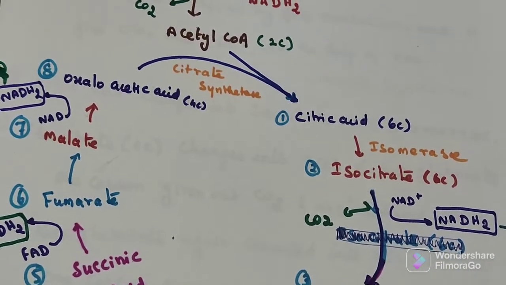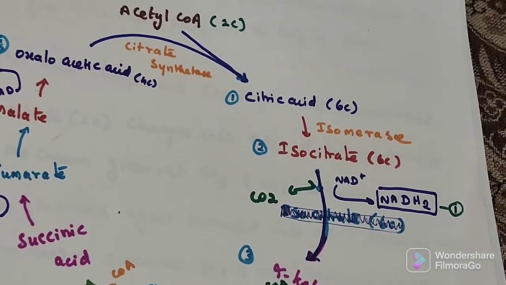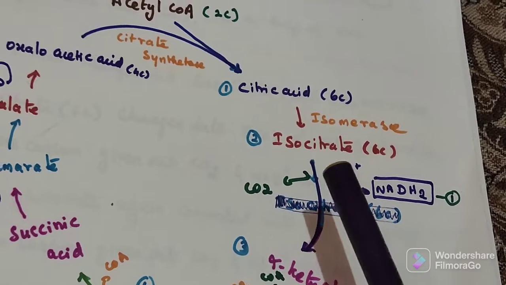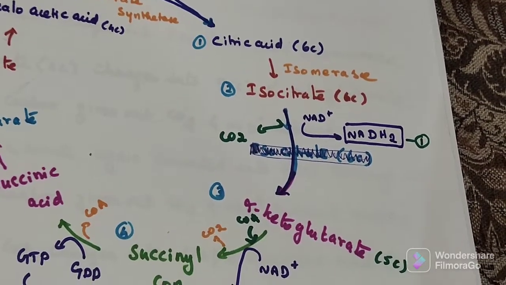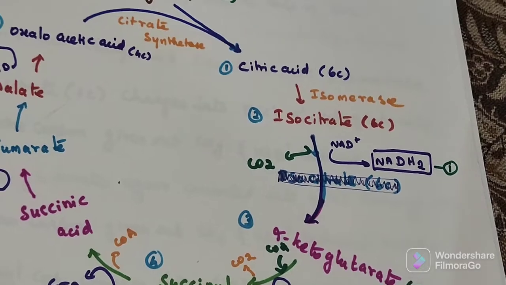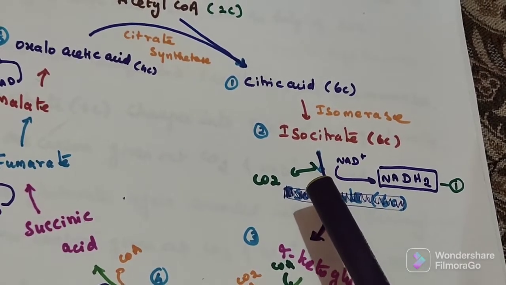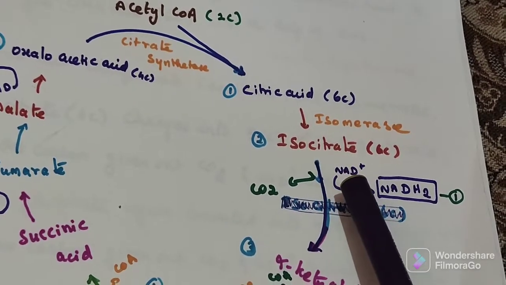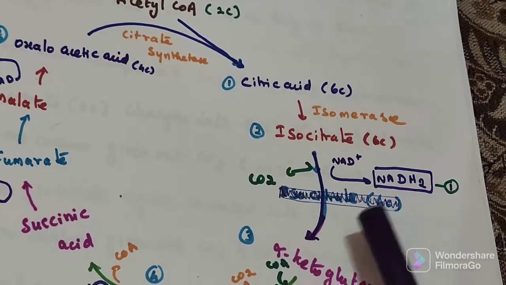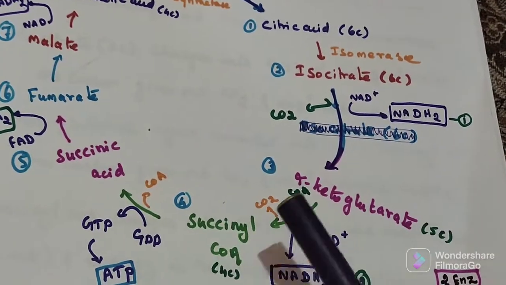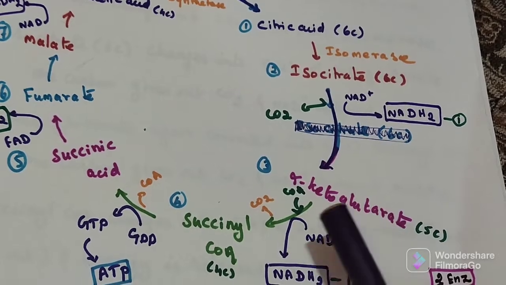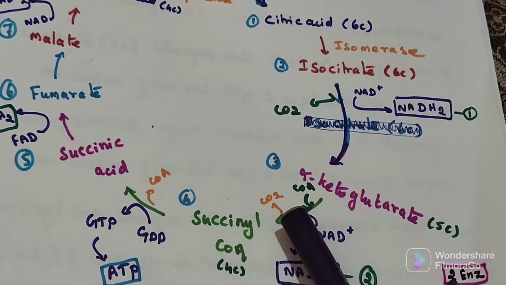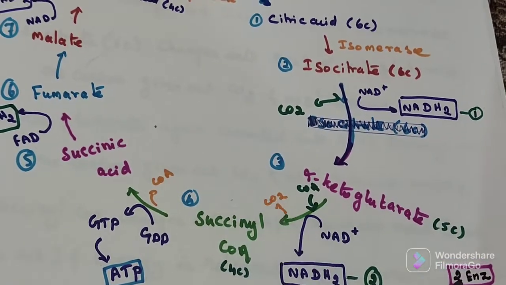Then citric acid is converted into isocitrate with the help of the isomerase enzyme. Then isocitrate is converted into alpha ketoglutarate. Here also one carbon component is given up in the form of carbon dioxide. A reduction reaction will occur. NAD plus is converted into NADH2. Then alpha ketoglutarate is converted into succinyl-CoA. Here coenzyme A is added, and one carbon is given up in the form of carbon dioxide.